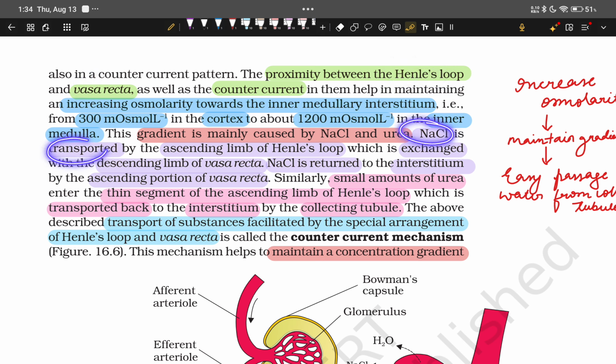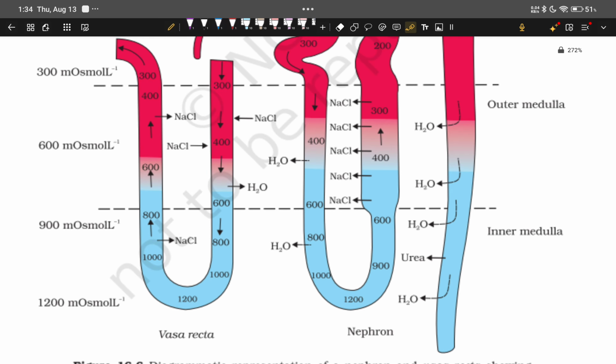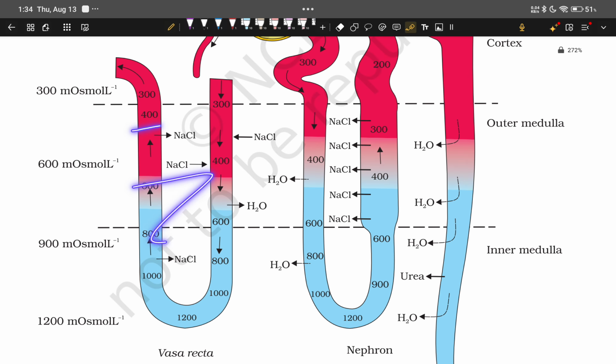So NaCl is first of all transported by the ascending limb of Henle's loop and exchanged with the descending limb of vasa recta. Then NaCl is returned into the interstitium by the ascending portion of vasa recta. Right, so first of all let me explain the movement of NaCl. They have drawn it separately, but of course it's going to be parallel.